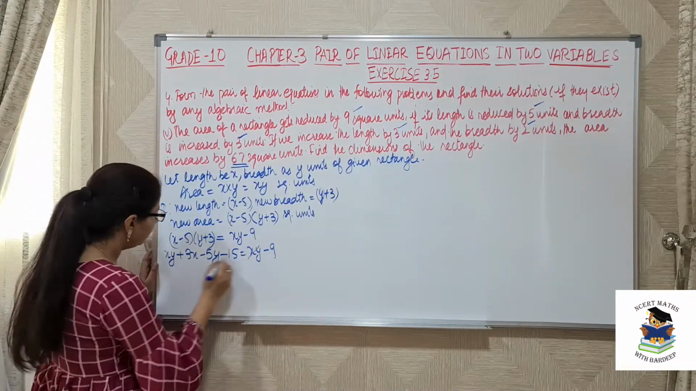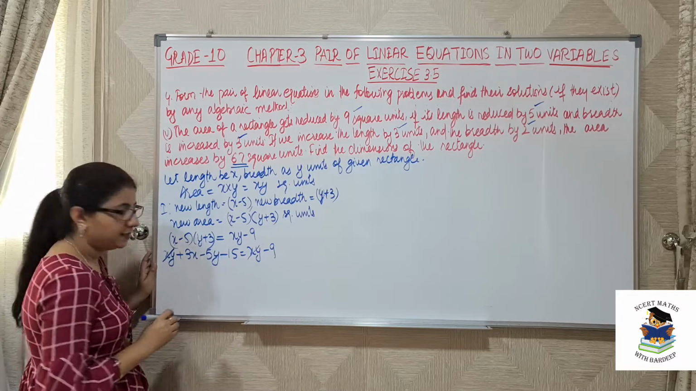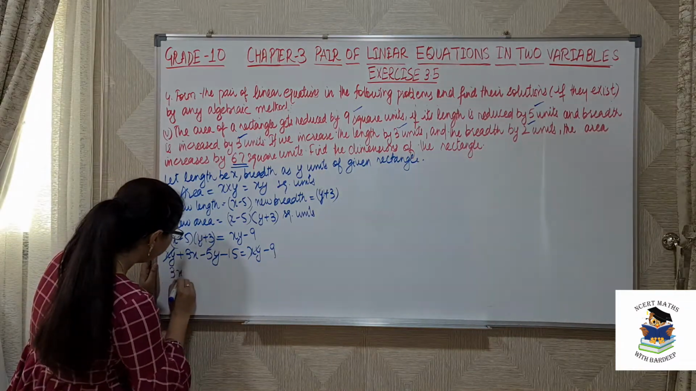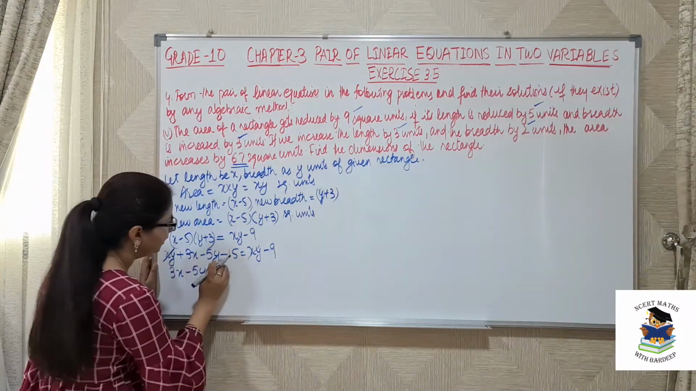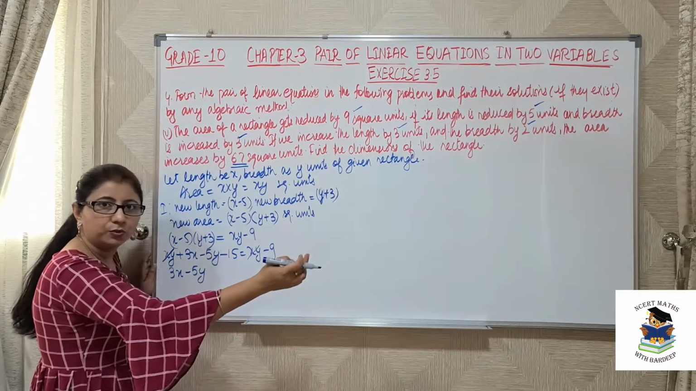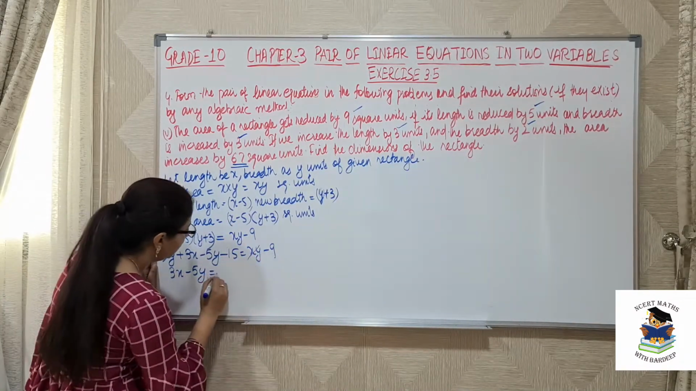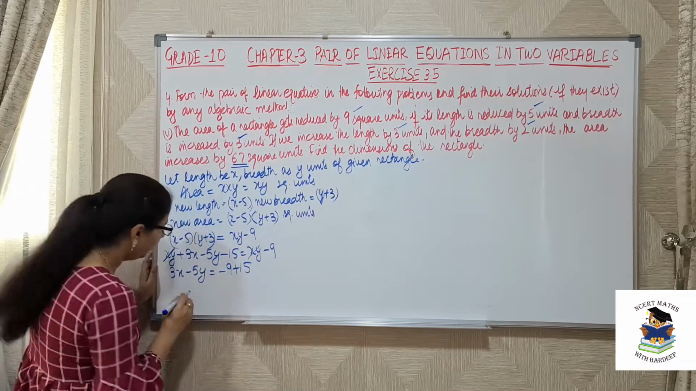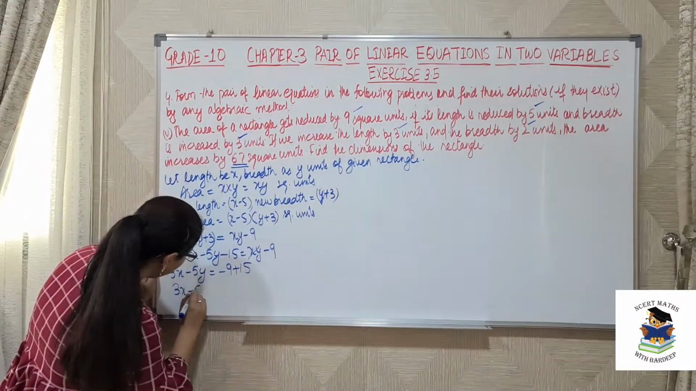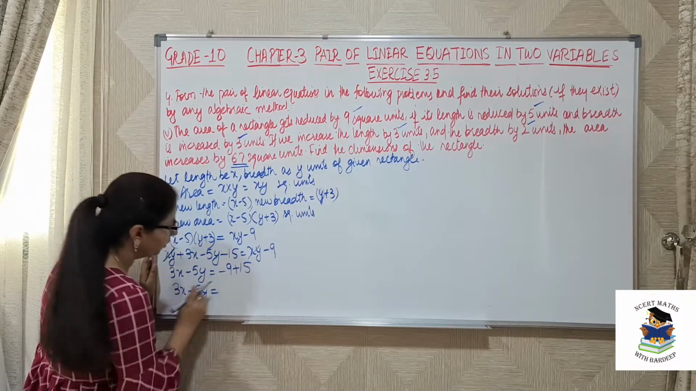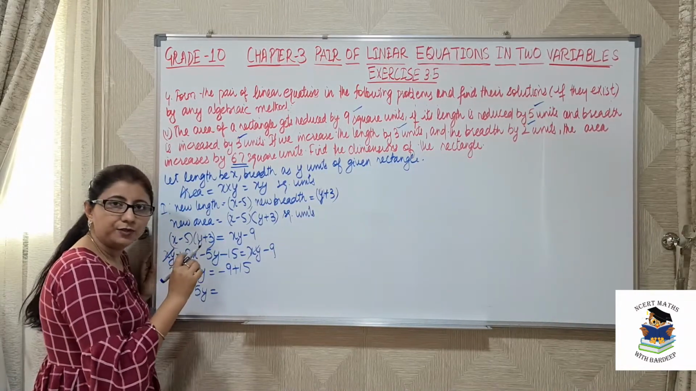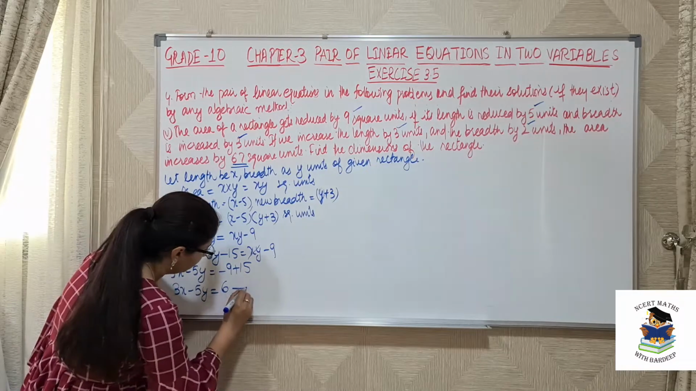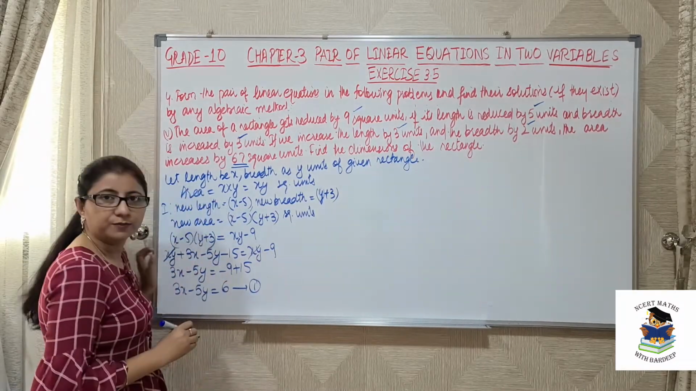Okay. So now this xy and xy will be cancelled. So equation is 3x minus 5y. This minus 15 will go to other side. So this is minus 9 plus 15. Okay. So what is our equation then? 3x minus 5y is equal to minus 9 plus 15, which is 6. So this is my first equation.